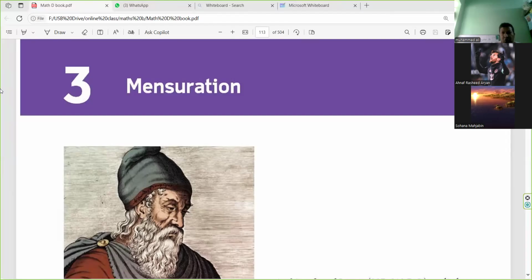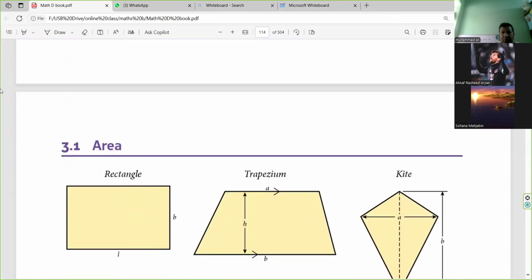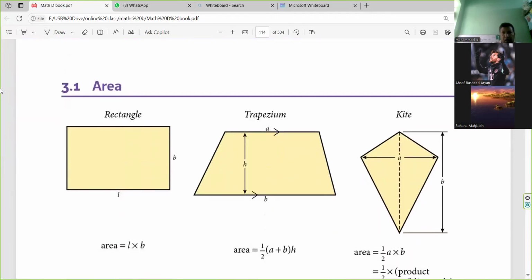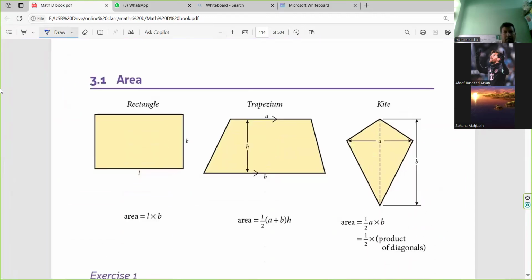Chapter 3, mensuration. We have to remember this formula. Sometimes it will be essential for geometry also. Rectangle area formula is length into breadth. This is length, that one is breadth. Area of rectangle is length into breadth.